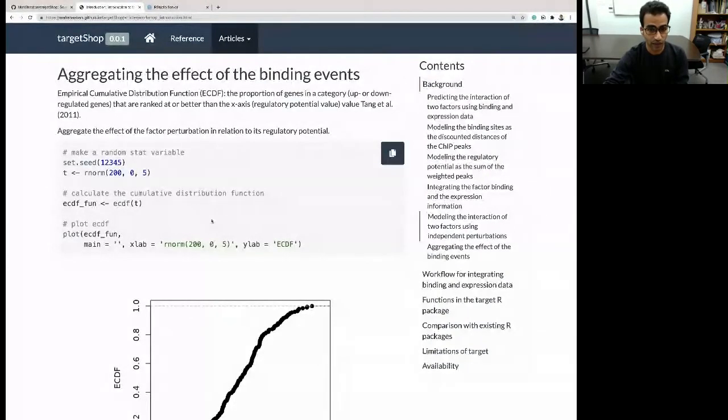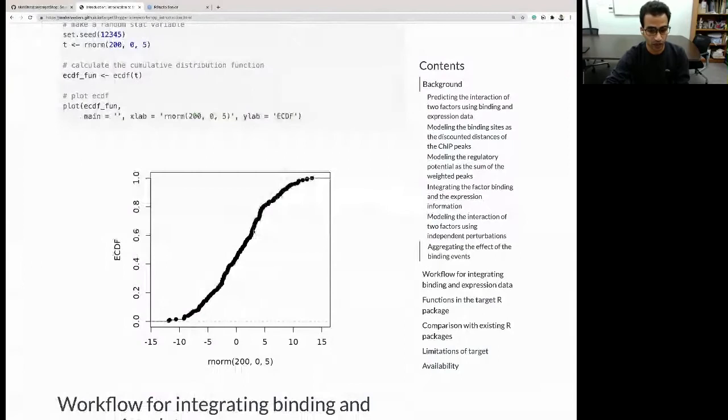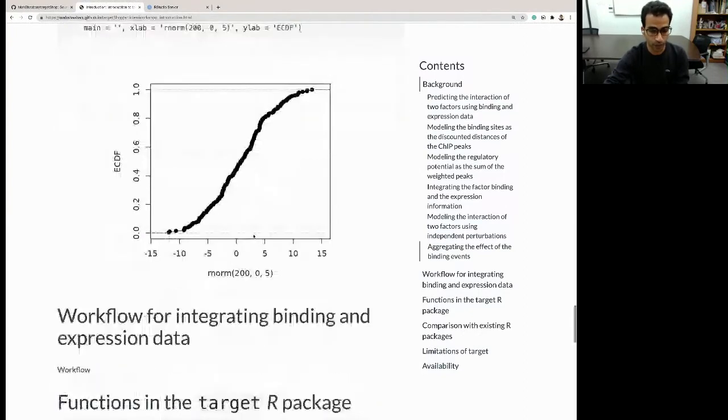But to aggregate the effect of the binding events, I'm using the empirical cumulative distribution function. For groups of genes that are, for example, upregulated or downregulated, find the proportion of genes in each category that are ranked at or better value, better x-axis value. In this case, the regulatory potential. And then we can compare this curve to either a theoretical distribution or to another curve, such as comparing the upregulated to the downregulated groups.